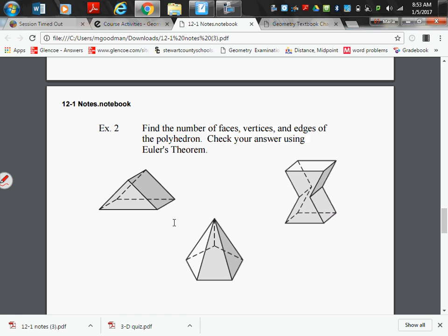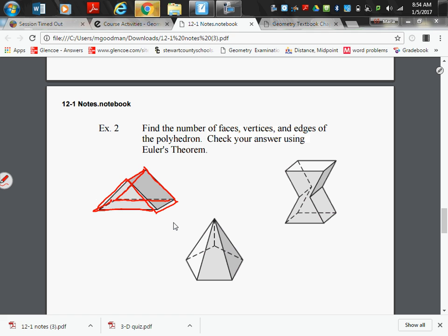Alright, so first thing we're going to do is count the number of edges. And I'm going to tell you why I think edges are the easiest to count. Because you can see them very clearly. The edges will either be these dotted lines or these solid lines. Okay, so let's count. There's 1, 2, 3, 4, 5, 6, 7, 8, 9. So edges equals 9.